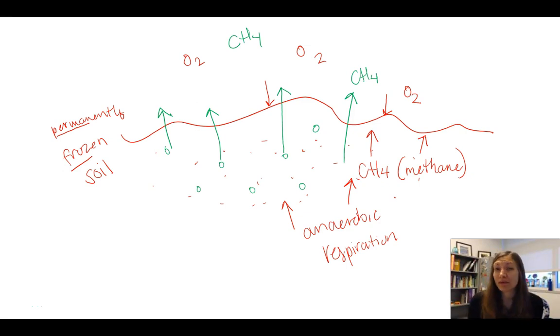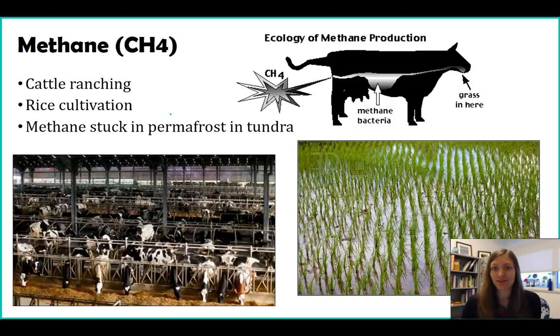But this is what I mean when I say that the permafrost is thawing and we're releasing methane this way. So again, this methane was going to be created with or without us, but because of us, it's now being released into the atmosphere.